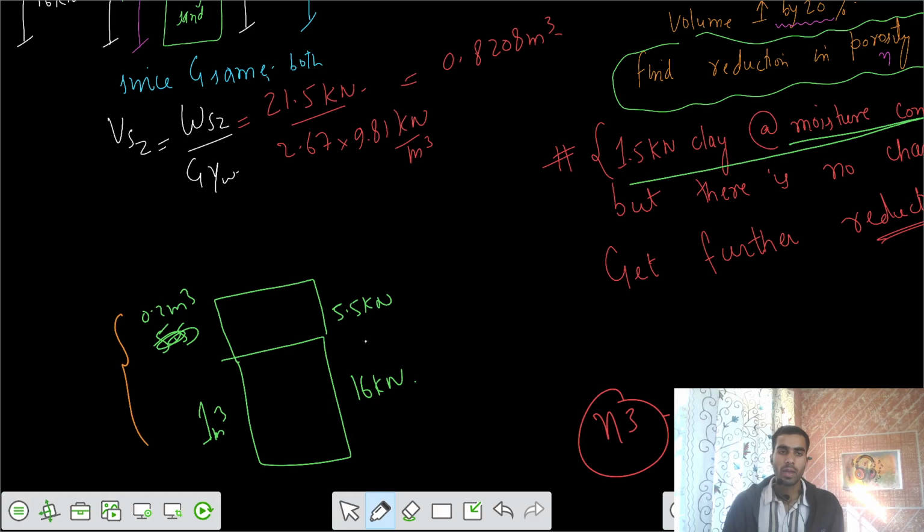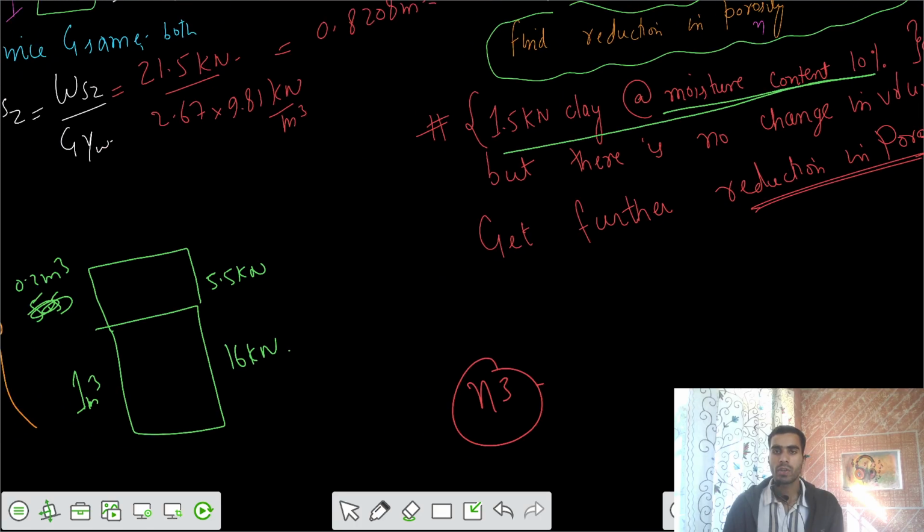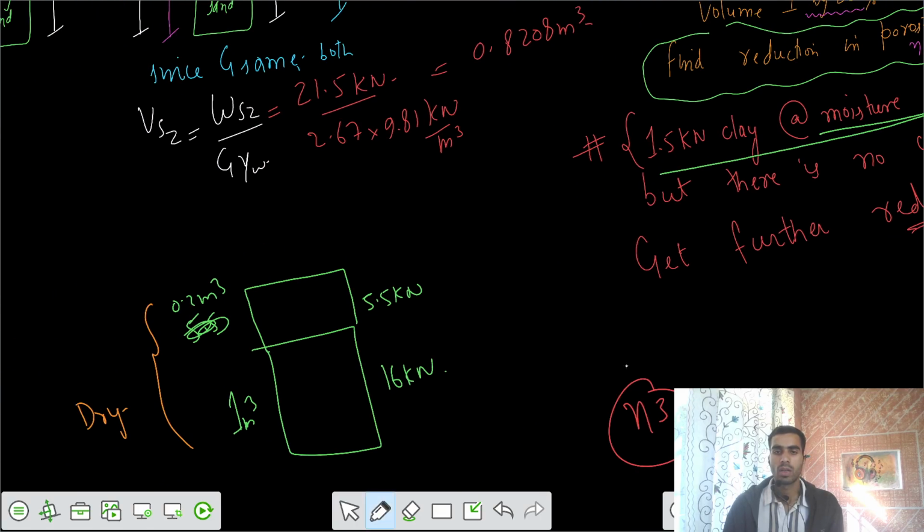So I would say initially this was all dry. Now because of this moisture content, there is some water also associated here. Let me show it in a different color. Let's say this is water, water because of clay. And there we have some air left. Air is also left now, the final value of air that is left.